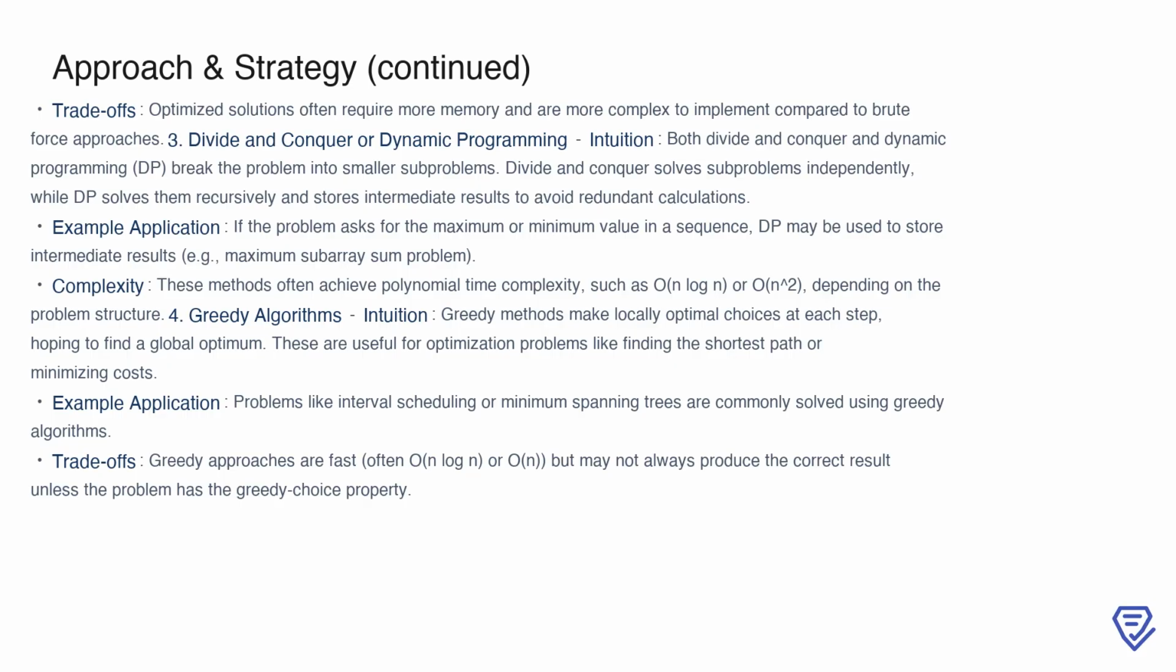Another method to consider is greedy algorithms, which focus on making locally optimal decisions at each step with the goal of reaching a global optimum. These are especially effective for problems like interval scheduling or constructing minimum spanning trees. However, greedy methods rely on the problem having the greedy choice property to guarantee correctness. While these approaches are computationally efficient, often running in O(n log n) or O(n), they require careful analysis to ensure they solve the problem correctly.